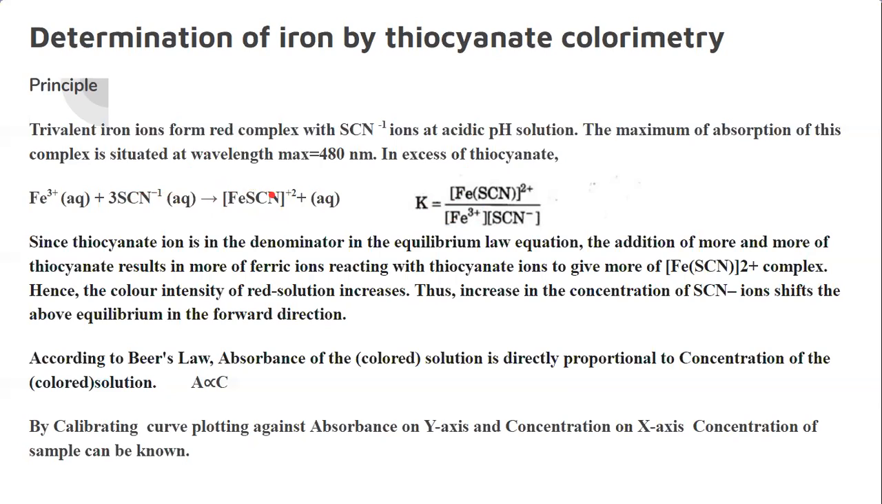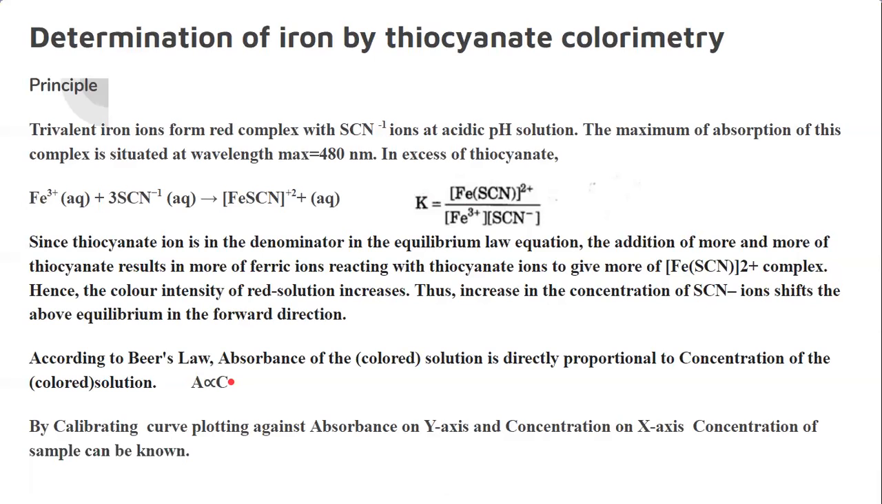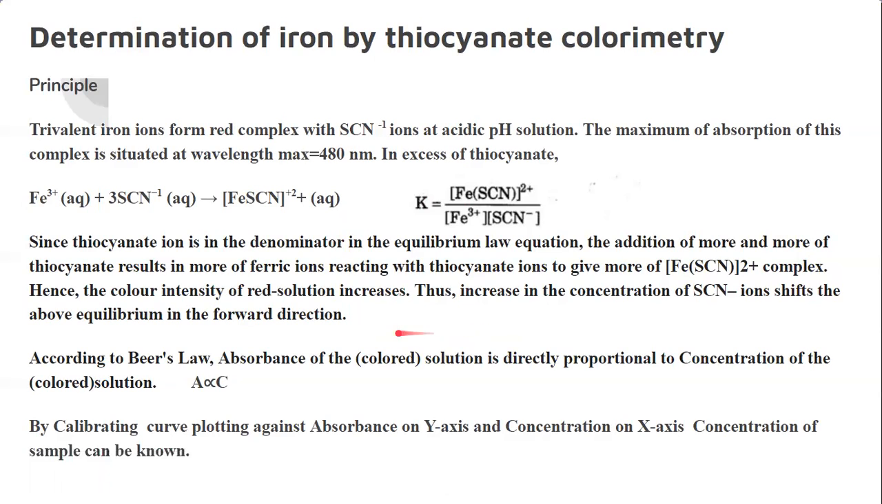Next, just recall the Beer-Lambert law. In short, the absorbance is directly proportional to the concentration of the solution, while the remaining parameters are maintained constant. Then absorbance only depends on the concentration: as the concentration increases, absorbance also increases, and as the concentration decreases, absorbance also decreases. Next, with the help of a calibration curve. What is a curve? A curve means nothing but a graph. To plot a graph, we require two parameters.